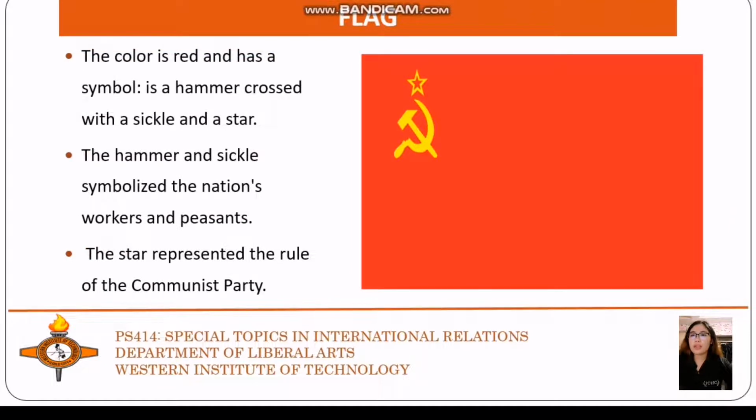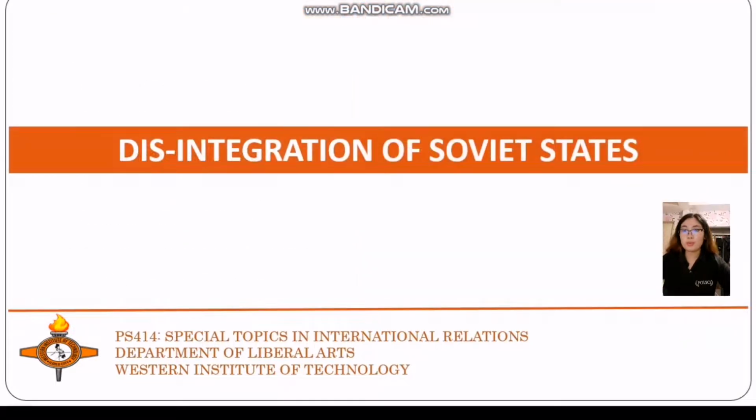Okay, so before anything else, we will introduce first their flag. So their flag color is red and has a symbol. It is a hammer crossed with a sickle and a star. So the hammer and sickle symbolize the nation's workers and peasants. The star represented the rule of the Communist Party. Okay, so let's move on to the disintegration of Soviet states.